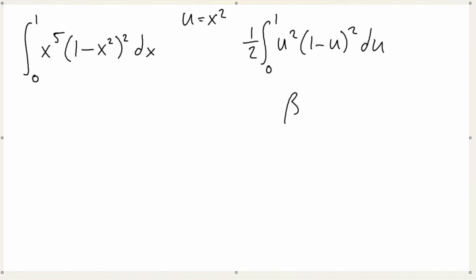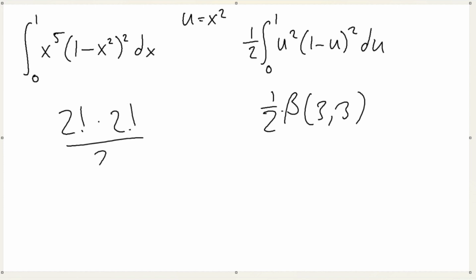This is just a half times beta of 3, right? Okay, so this is just 2 factorial, 2 factorial, 2, this cancels out. And then gamma of 6, which is 5 factorial. The 2 factorial cancels out. So we are left with 1 over 60.